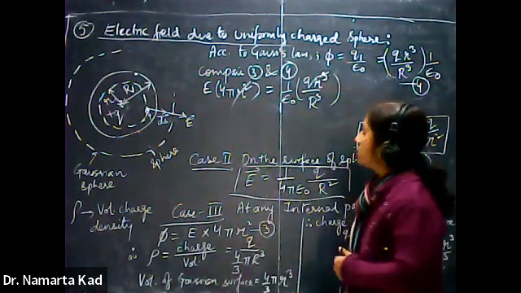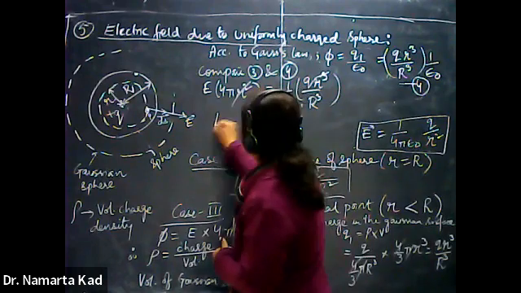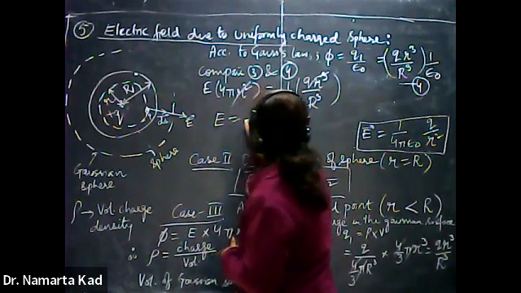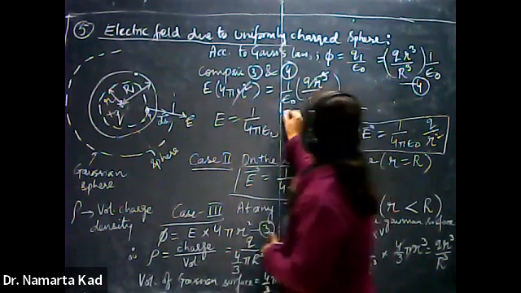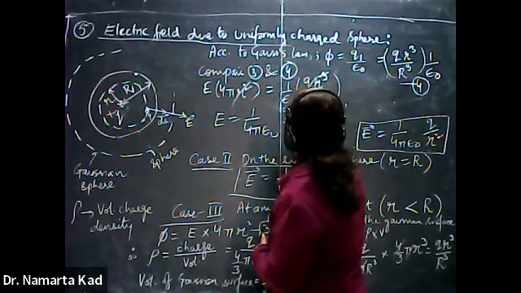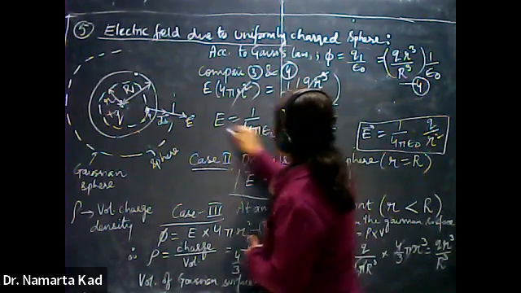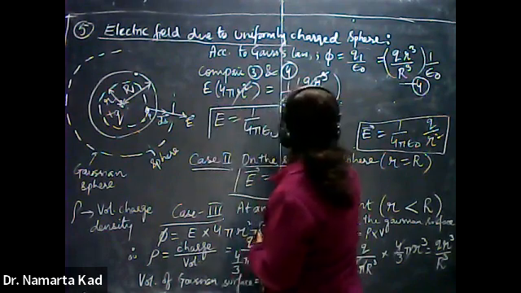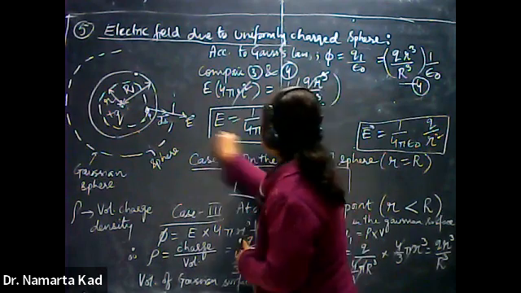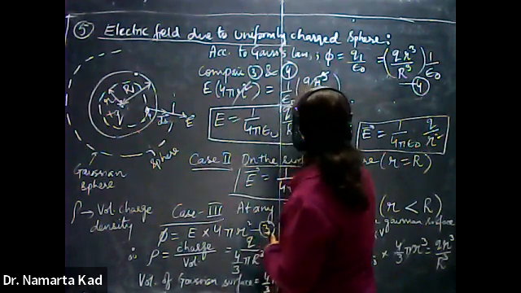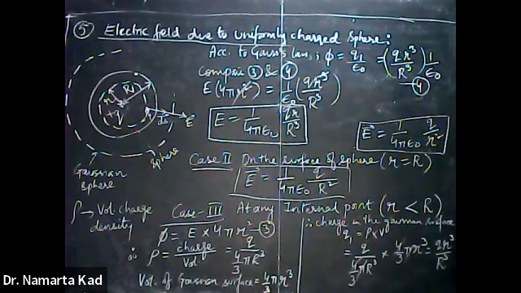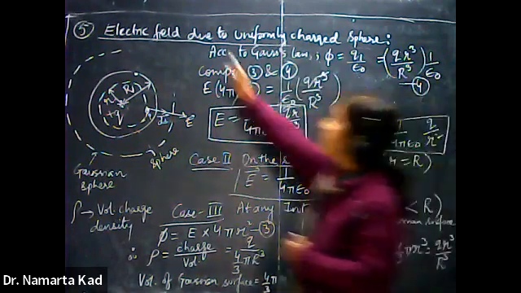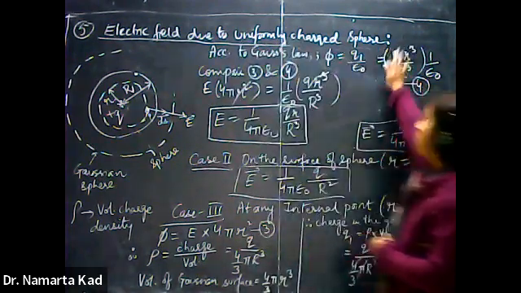Just cancel out, here it is r square and here it is r cube. So this cancels out and we are left with, finally, E comes out to be 1 by 4 pi epsilon naught, Q r by R cube. So this is your final result for this fifth application, that is the electric field due to a uniformly charged sphere.